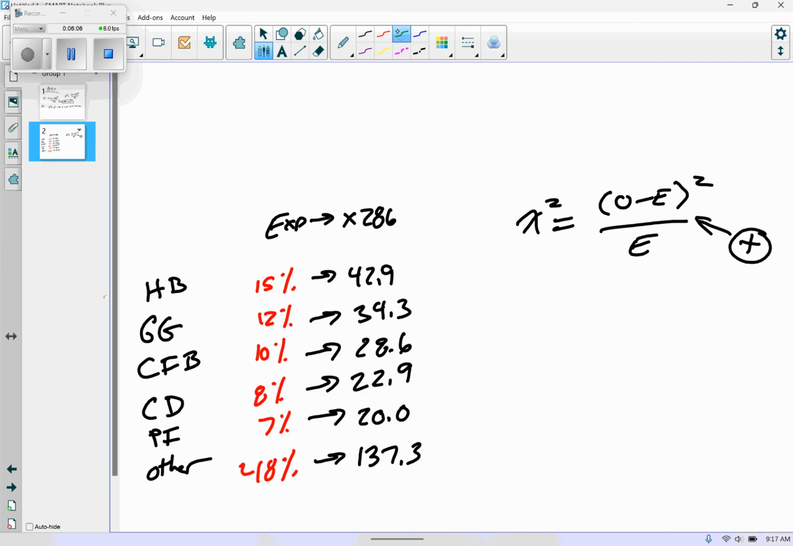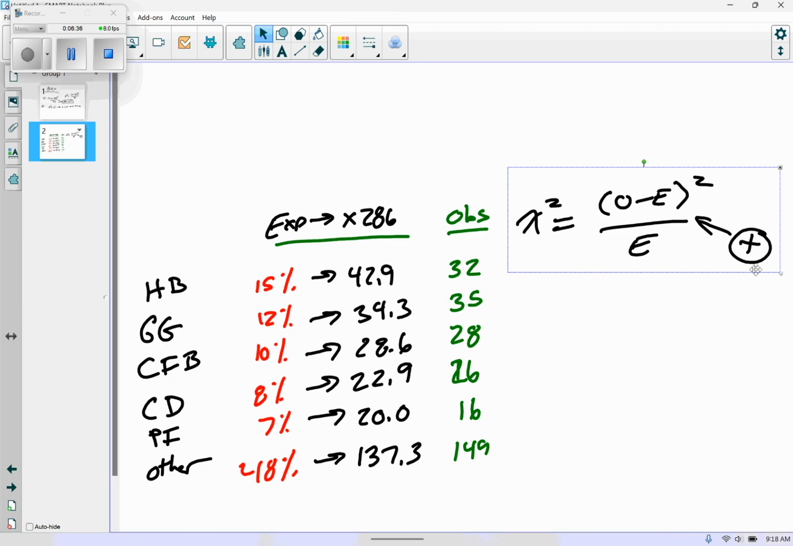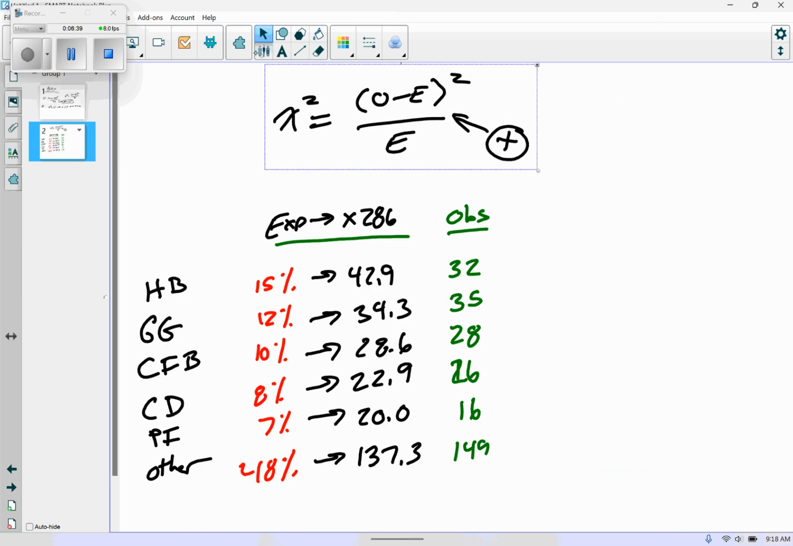But what we observed from our sample was 32 here, 35 here, 28, 16. Oh, that's 26, sorry. 26, 16, and 149. All right, so I'm going to move our chi-squared up here out of the way. Then we need to make our last column, and we're going to use that above equation.